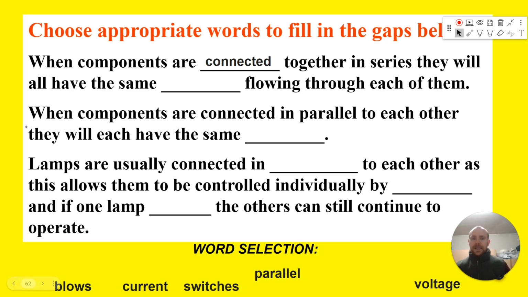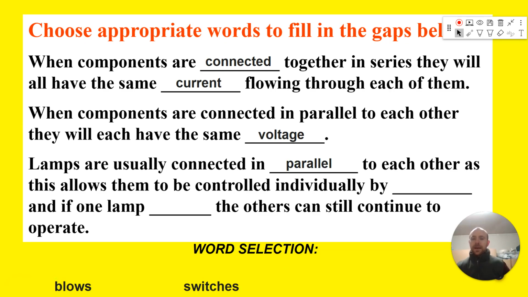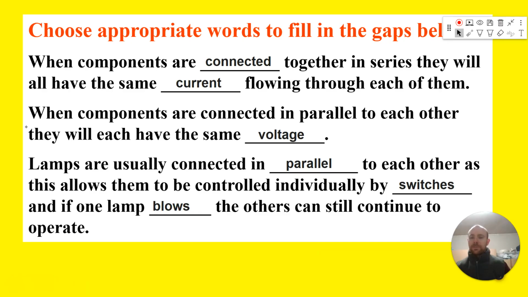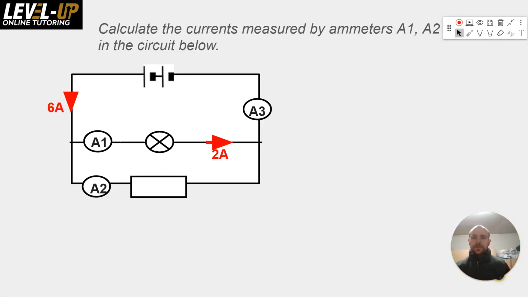When components are connected together in series, they will all have the same current flowing through each of them. When components are connected in parallel to each other, they will all have the same voltage or potential difference. Lamps are usually connected in parallel to each other, as this allows them to be controlled individually by switches. And if one lamp blows, the others can still continue to operate.